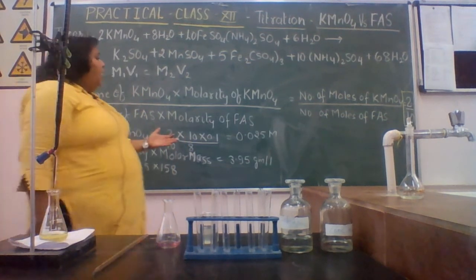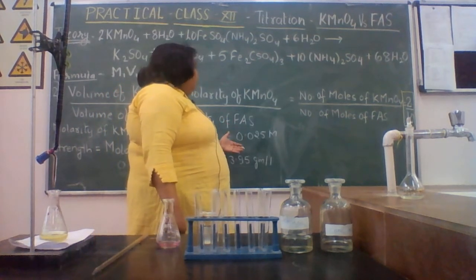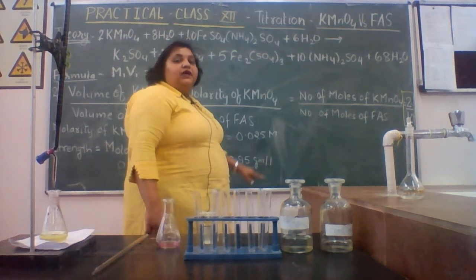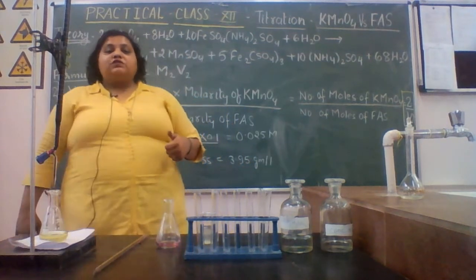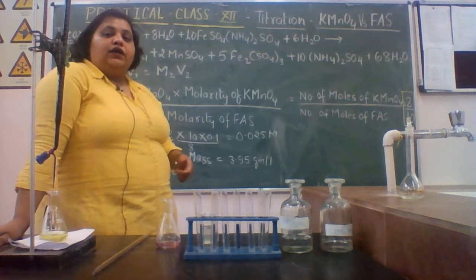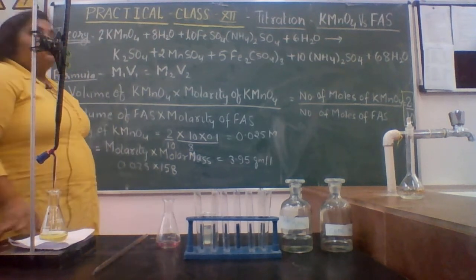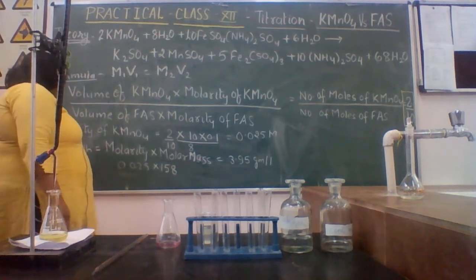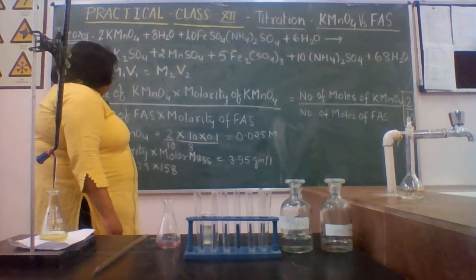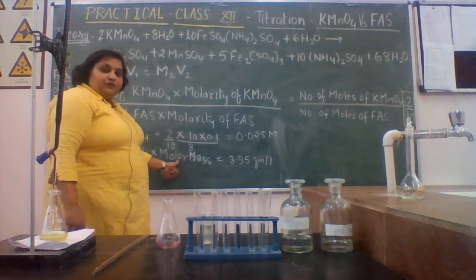So, from here I have come to the conclusion by the calculation that the molarity of this solution is 0.025 molar. Since in the objective it was given to find out the strength of the solution, right, now we have to convert this molarity into the strength form. The formula that we use to convert the molarity into the strength, that is gram per liter, is equal to molarity multiplied by the molar mass.